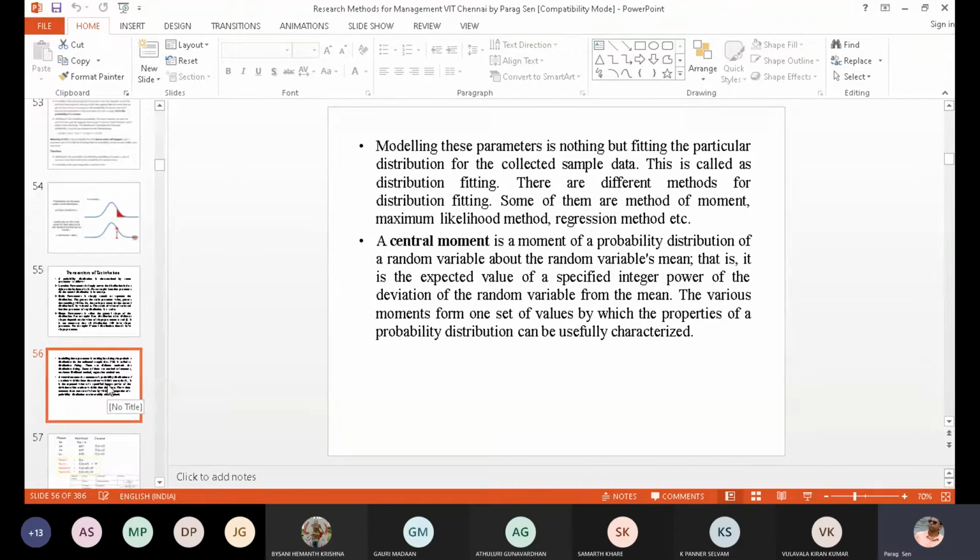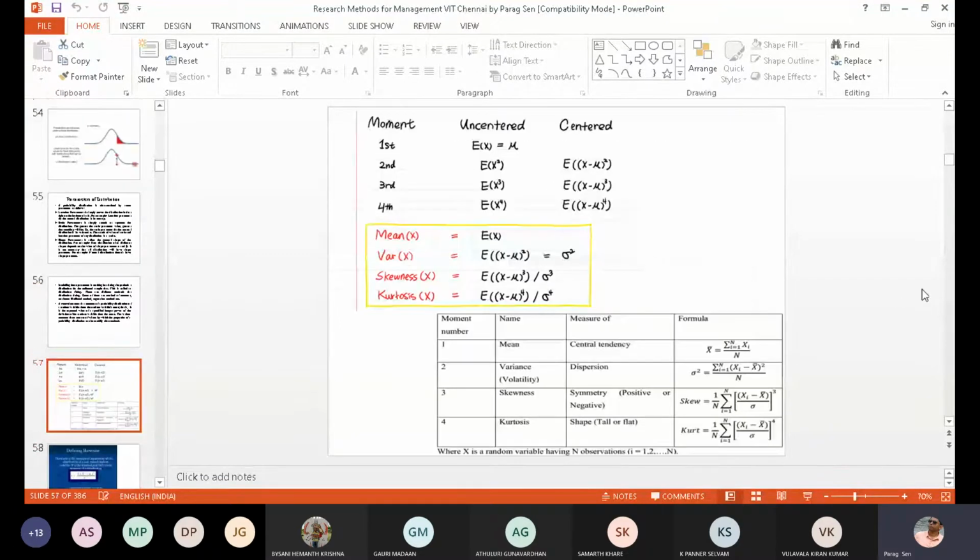So now the central moment. A central moment is a moment of a probability distribution of a random variable about the random variable's mean. That is, it is the expected value of a specified integer power of the deviation of the random variable from the mean. The various moments form one set of values by which the properties of a probability distribution can be usefully characterized.